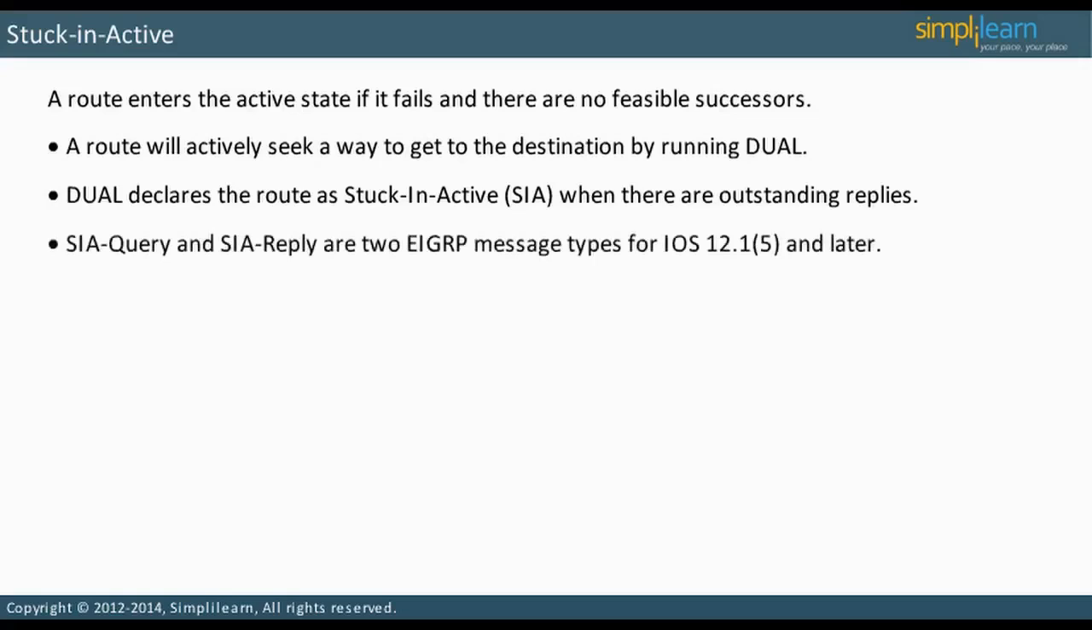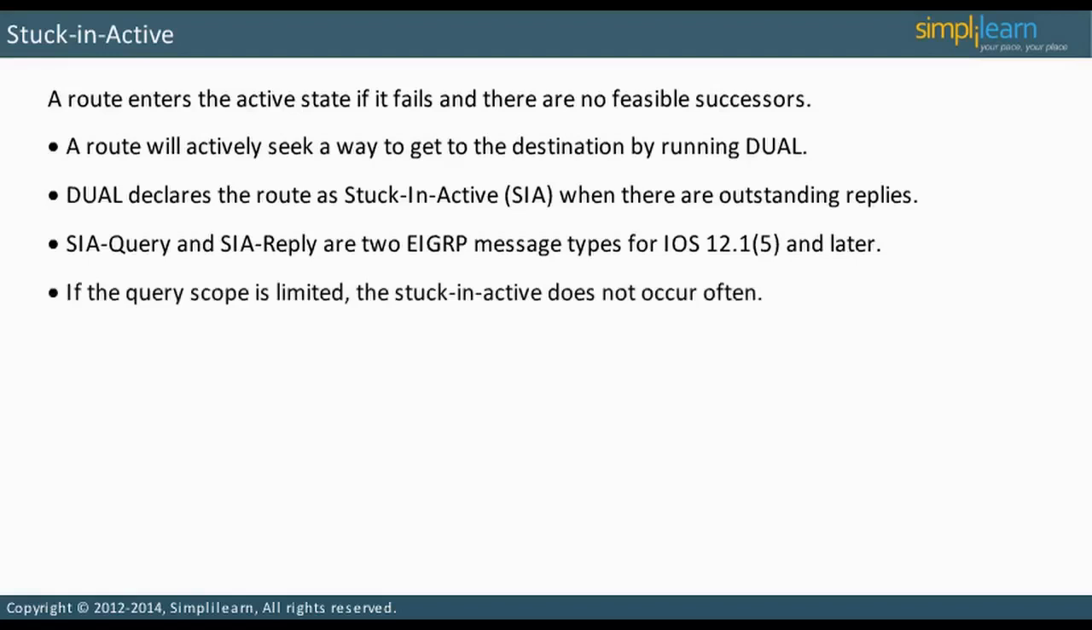SIA query and SIA reply are two EIGRP message types for IOS 12.1(5) and later. They facilitate the active process enhancement feature that helps to keep the router-neighbor relationship from being reset. This is important on production networks. It is desirable to limit the query scope so that stuck inactive does not occur as often. Let us see how to limit query scope in the next slide.